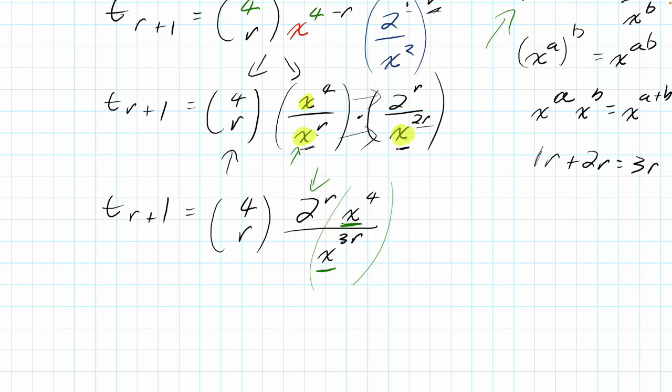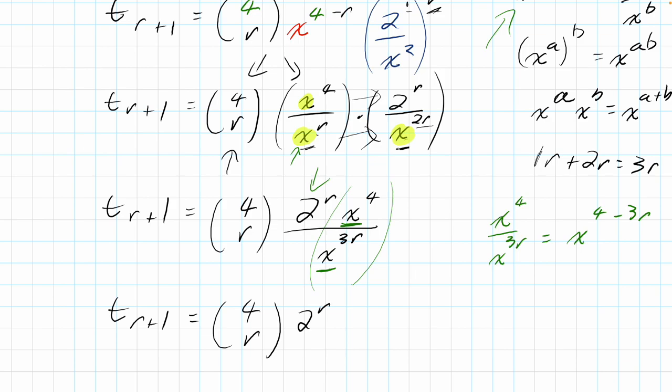We'll bring this into a single base. This is x to the power of 4 divided by x to the power of 3r becomes x to the power of 4 minus 3r. I don't know if that's any personally easier to look at. I don't find it wonderful. The fraction might be nicer, but in terms of simplification, they usually think it is a simpler question if it's a single base. So that's what they're trying to get you at. So t r plus 1 is equal to 4 choose r times 2 to the power of r times x to the power of 4 minus 3r. And that is a somewhat simplified version of this.